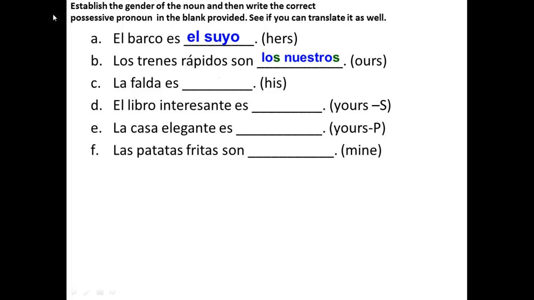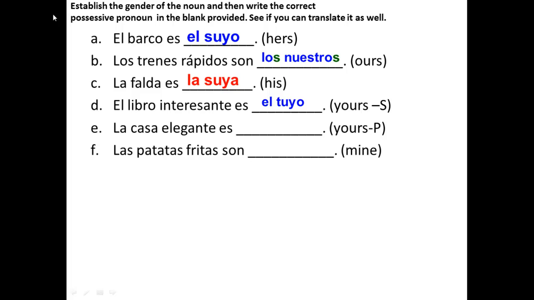C. La falda es la suya. His. Now the skirt is his. Now we've used la suya because la falda is feminine. Although it is owned by a man, the noun la falda is feminine, so you have to use la suya. D. El libro interesante es el tuyo. The interesting book is yours.